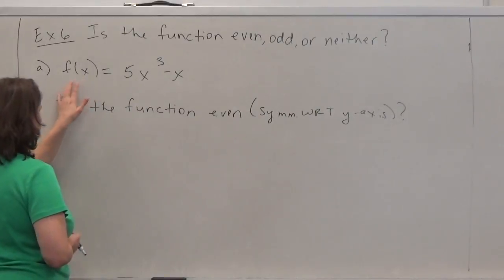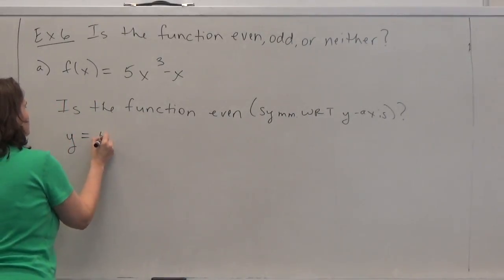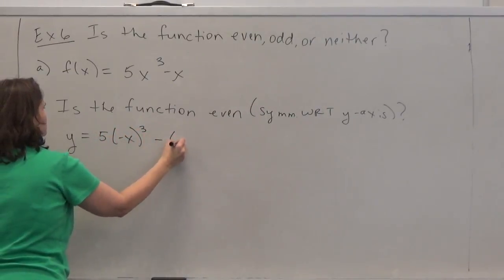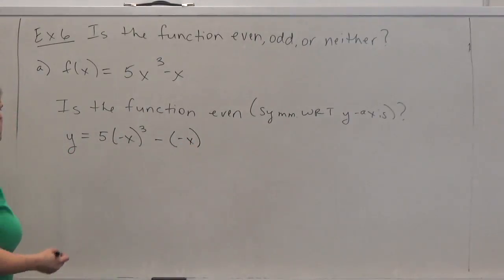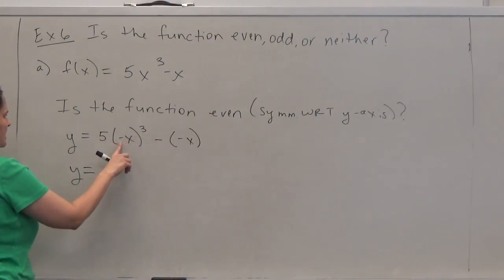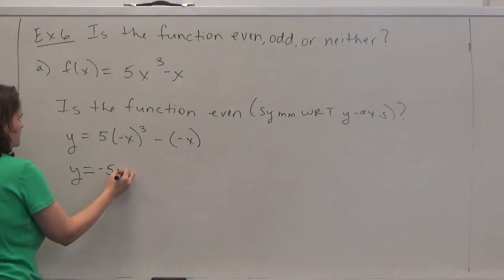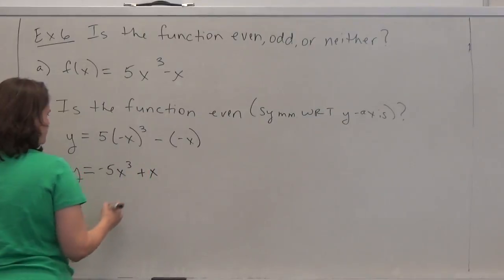So I'm first going to rewrite this. I'm going to drop my function notation and just write y. And then I'm going to put negative x for each x. Like that. And then I'll use order of operations to simplify this. If I cube my negative, it's still negative, so I can read my negative out. I'll have negative 5x cubed. And here my double negative cancels and gives me a plus.